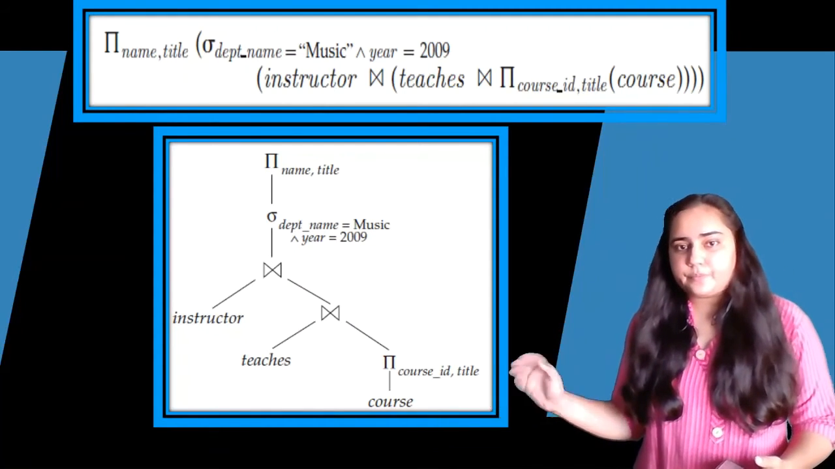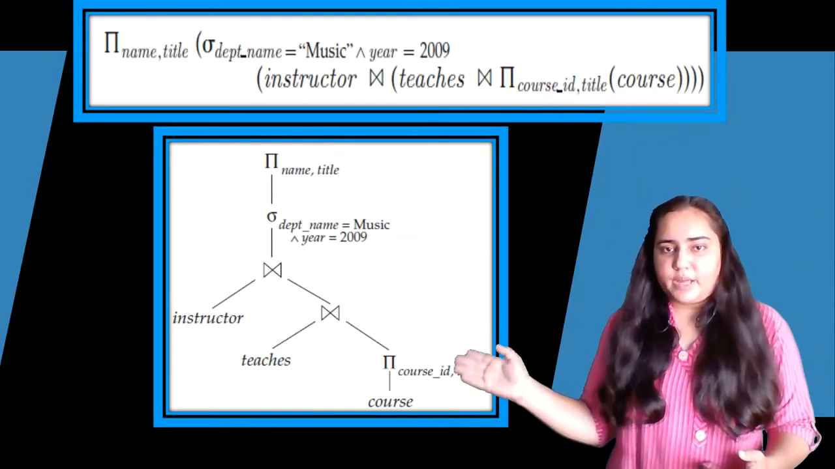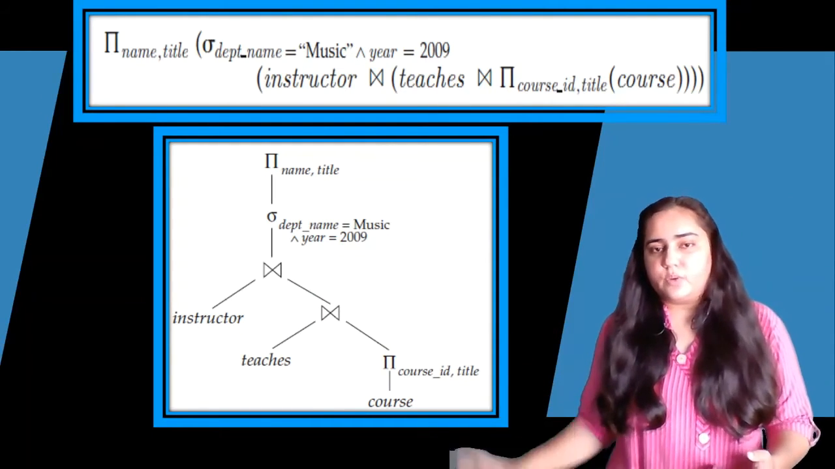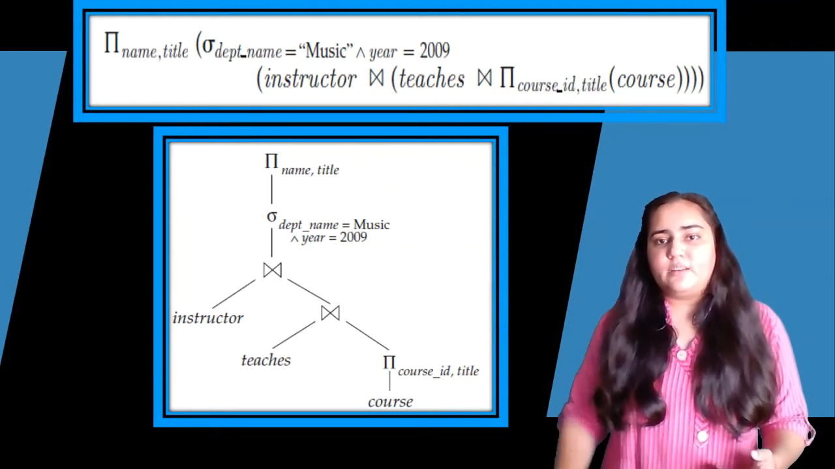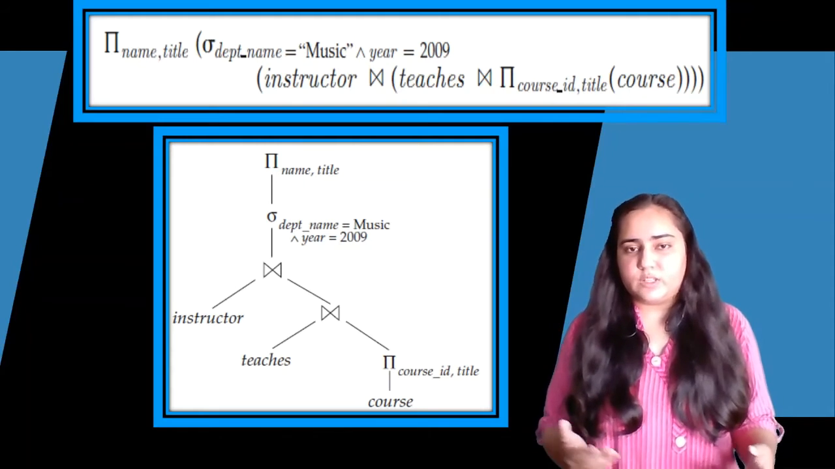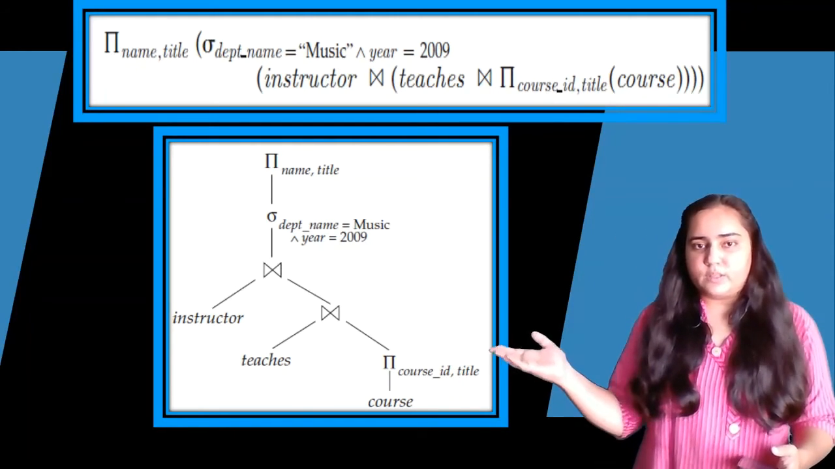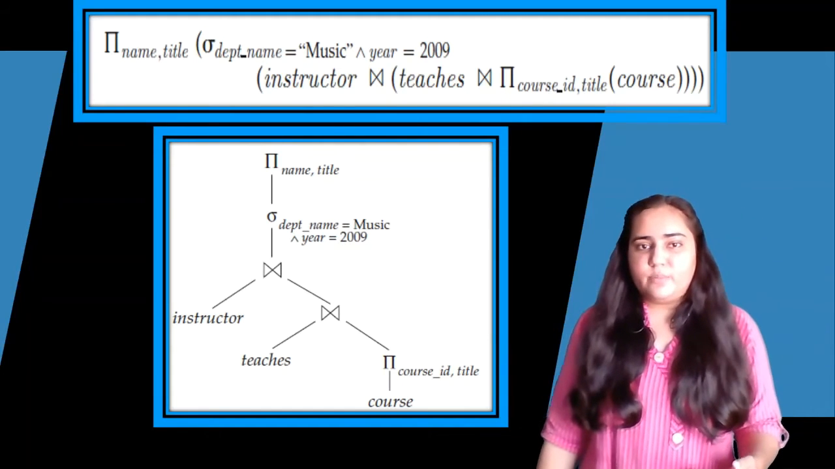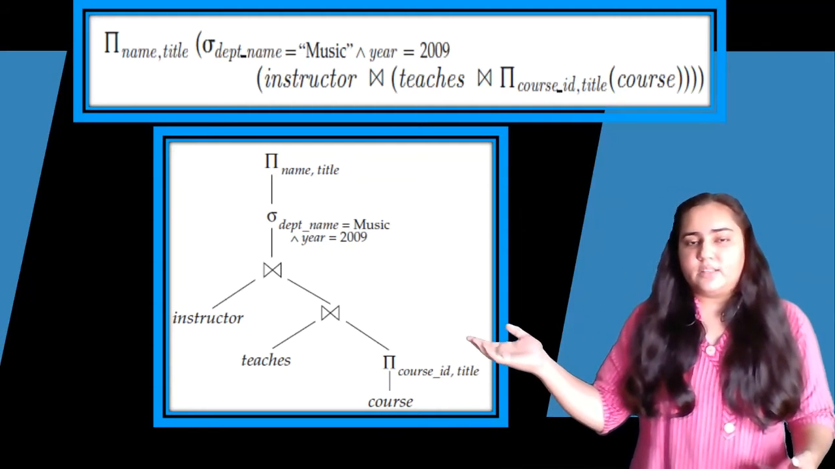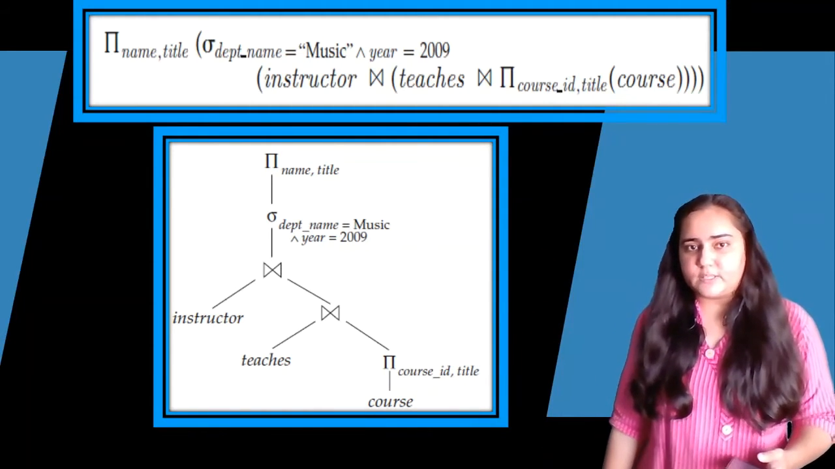You can see there is a course table. From the course table, I have applied the pi operation with course ID and title. After that, my query says to perform a natural join of this with teachers. So I've shown that also here, natural join of course with teachers, and then perform a natural join of this with instructor. So once again, there is another natural join symbol with instructor. So that is also present.